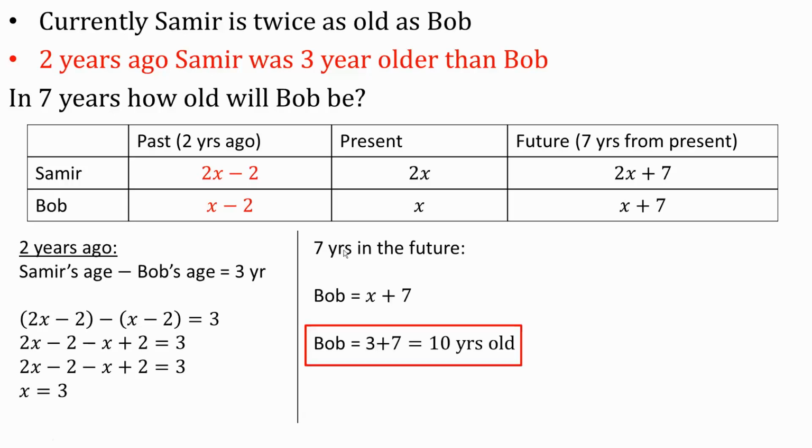So 7 years in the future, we want to know Bob's age. So we want to determine x plus 7. We know x is 3. So 3 plus 7 is 10. So 7 years in the future, Bob will be 10.